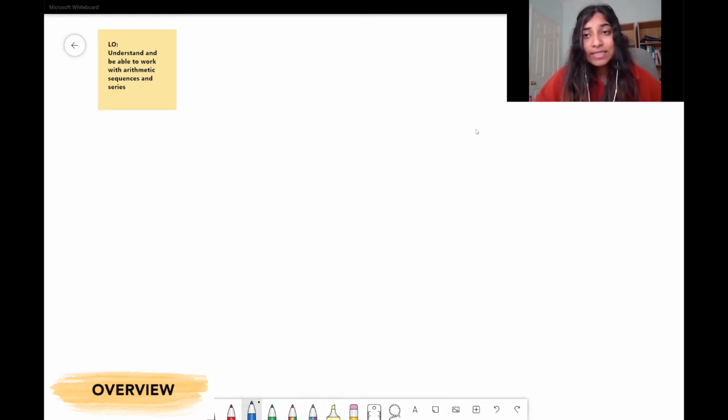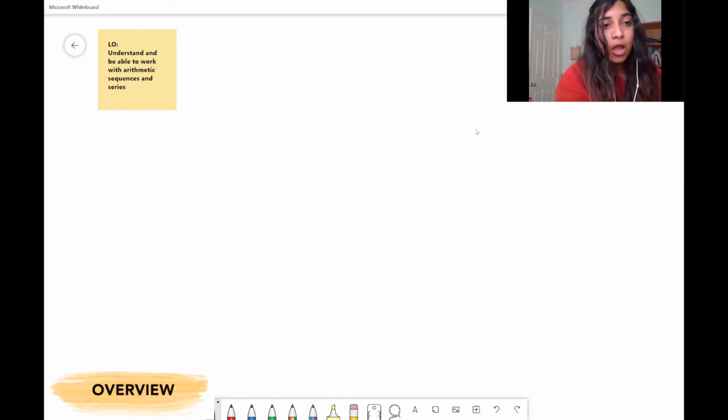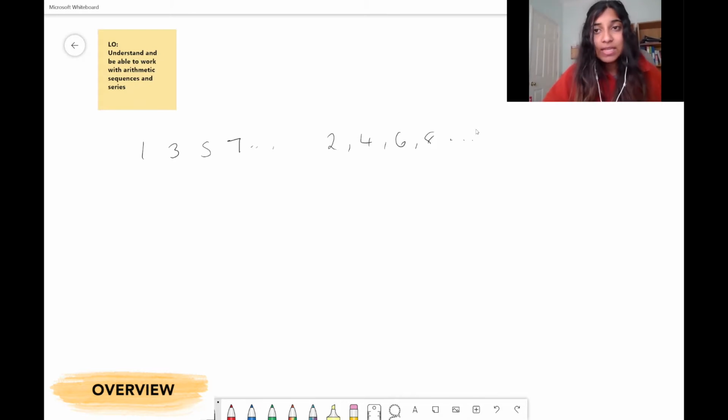An arithmetic sequence is just one where you're adding the same amount to each term of the sequence. It could be like 1, 3, 5, 7, etc., or like 2, 4, 6, 8, etc., where you're just adding 2 to each term.